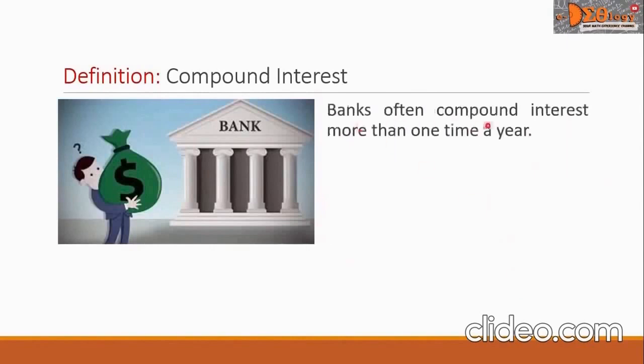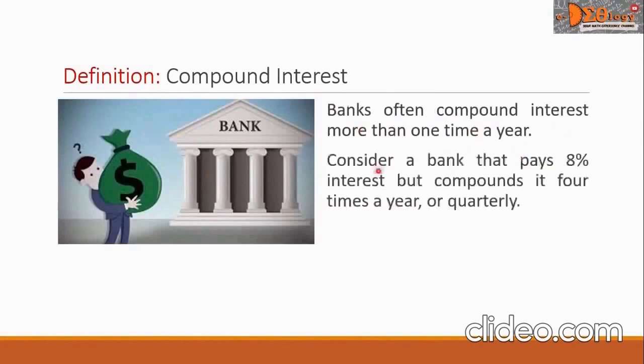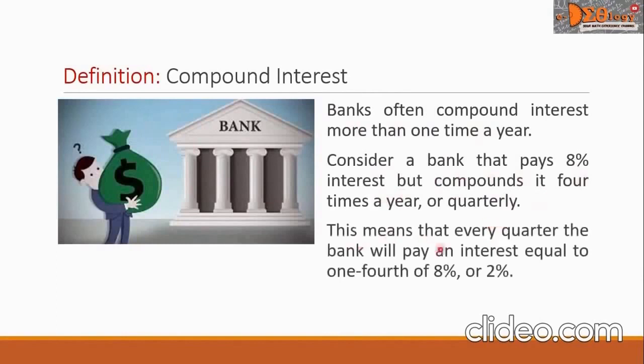Banks often compound interest more than one time a year. Consider a bank that pays 8% interest but compounds it 4 times a year, or quarterly. This means that every quarter the bank will pay an interest equal to 1/4 of 8%, or 2%.